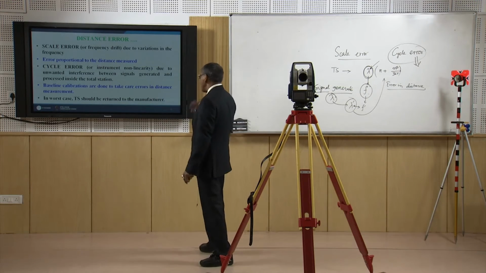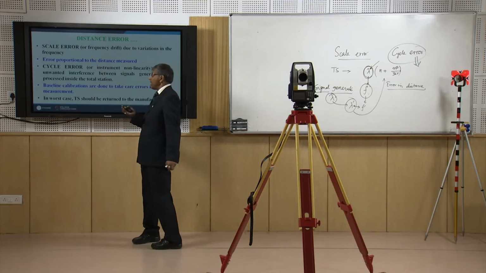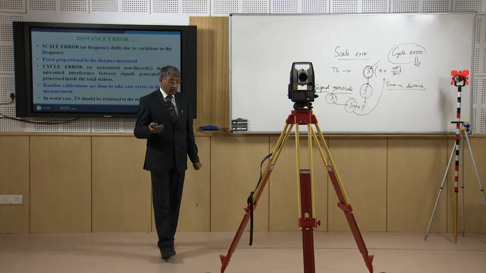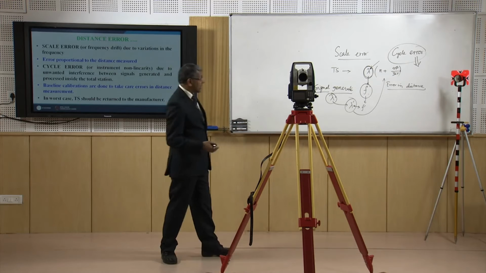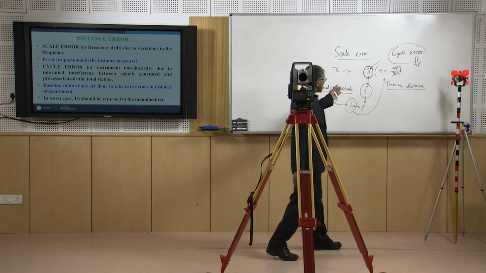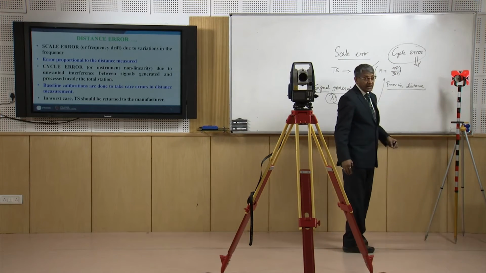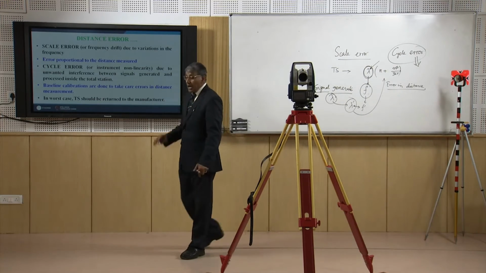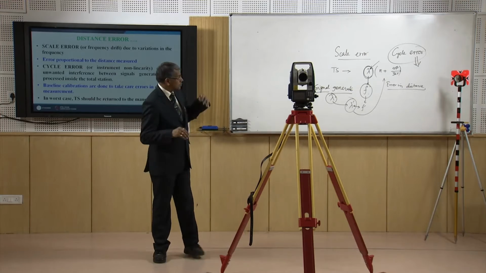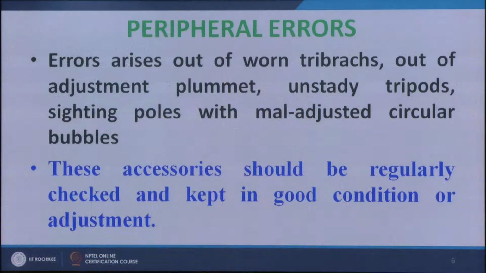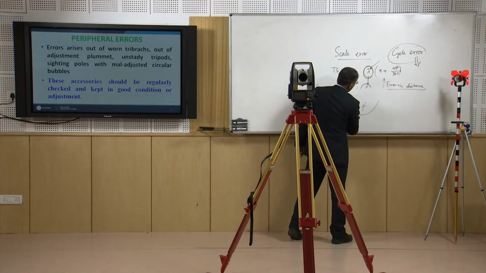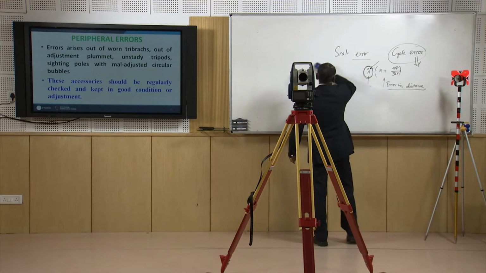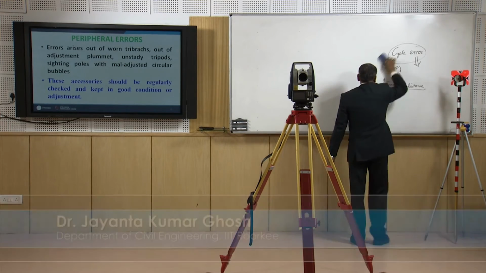Now, sometimes these errors may exceed the permissible limit, or sometimes it may not be possible to do the necessary correction or calibration. In that case, we have to send our total station to the manufacturer. So, actually, distance errors are very critical in the measurement process.